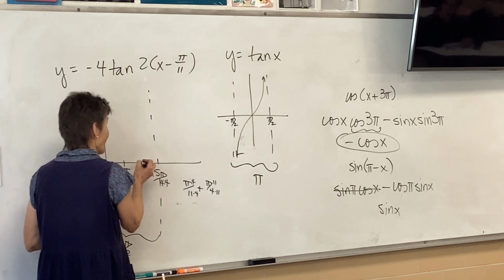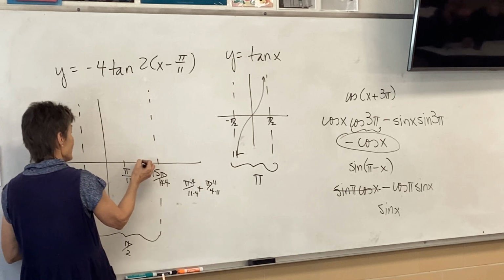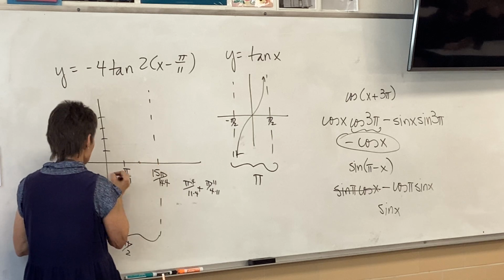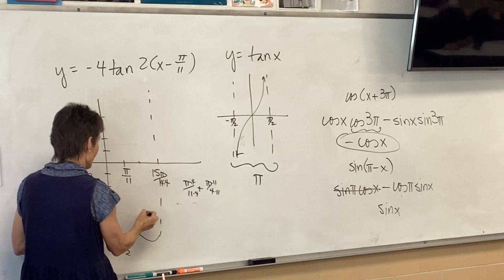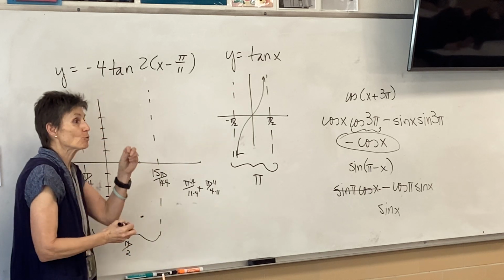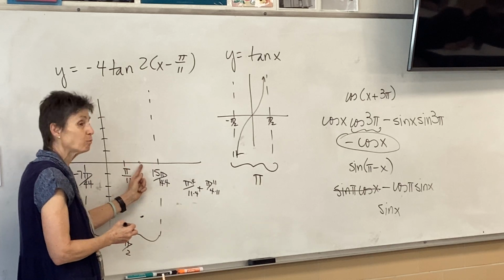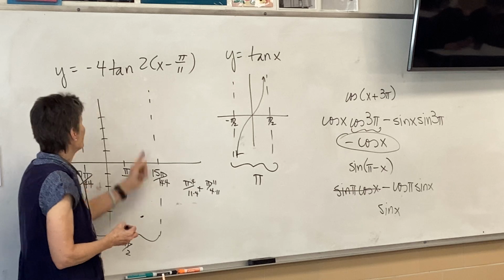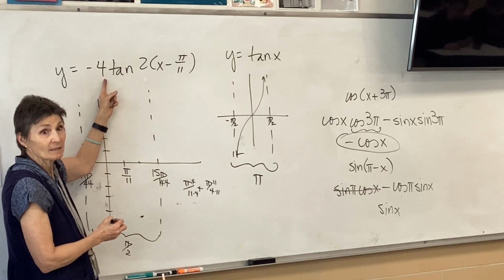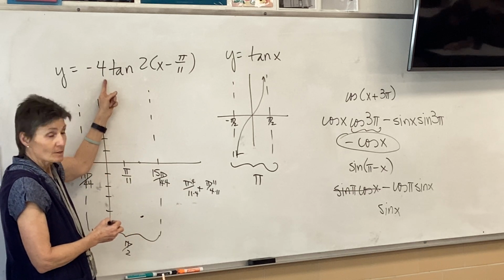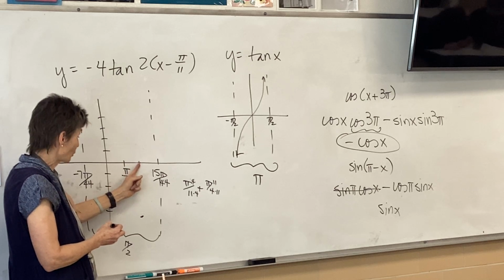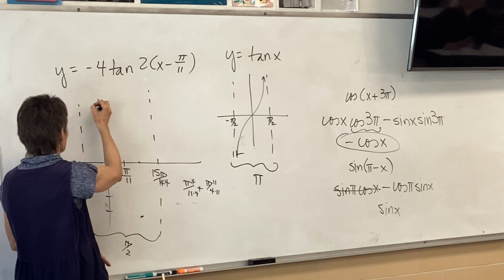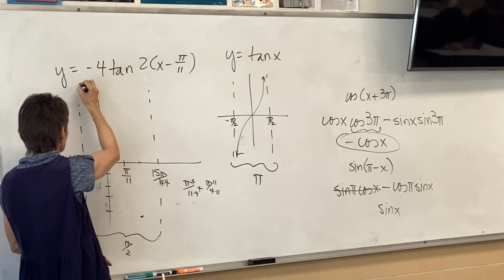You don't need to know that, but halfway in between, you're going to go up or down, in this case, down 4 units. Remember? Under normal circumstances, halfway in between, we go up 1 and down 1. But this one's been times by 4. So halfway in between, we're going down 4 and up 4. My scale is terrible. Down 4 and up 4.